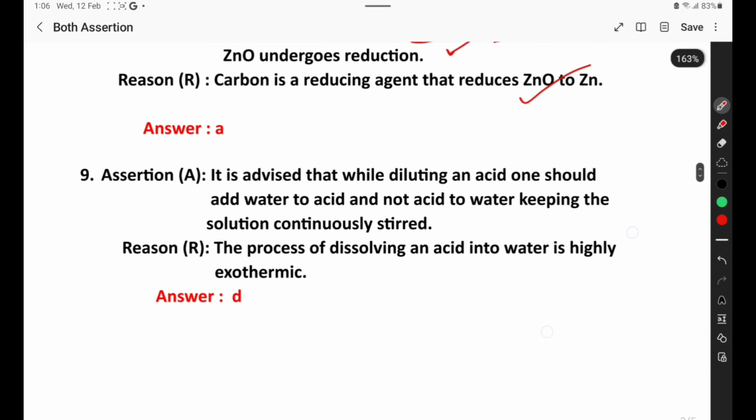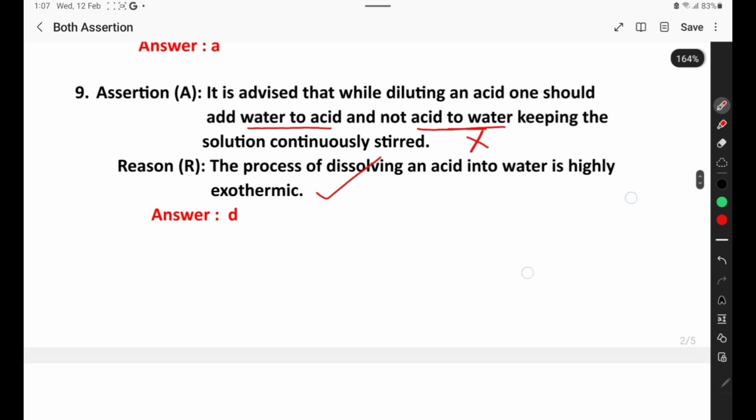It is advised that while diluting an acid, one should add water to acid. So that is wrong, and not acid to water. We know whenever you dilute acid, acid should be added to water, because the dissolution process is highly exothermic. So to avoid the splash of acid, we have to always add acid to water. So the statement is wrong statement. The process of dissolving an acid into water is highly exothermic. That's correct statement. So our option is D.